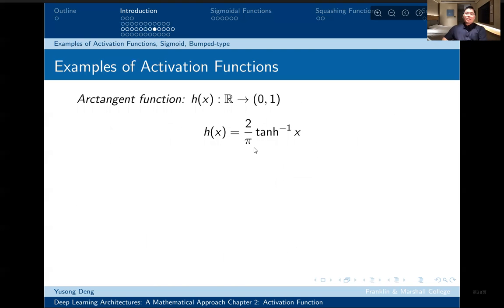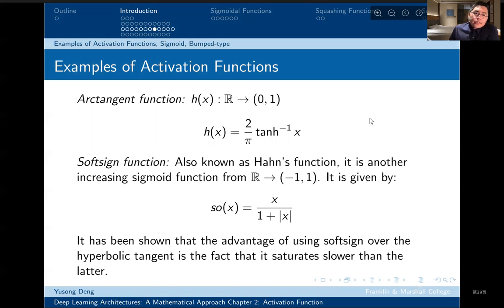So here is the arctangent function h of x. It maps from the real numbers to the interval between 0 and 1, and h of x equals this equation. Another thing is the softsign function, also known as the Elliot function. It's another increasing sigmoid function from R to -1 to 1, and it's given by this one: S of x equals x over 1 plus the absolute value of x.